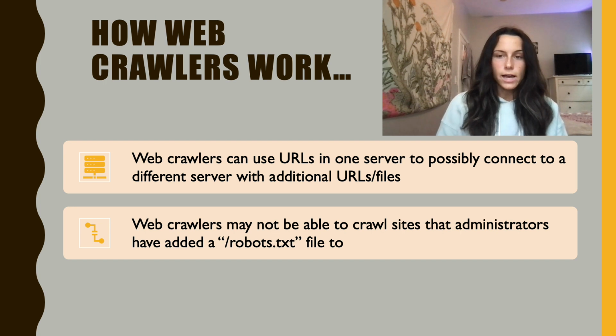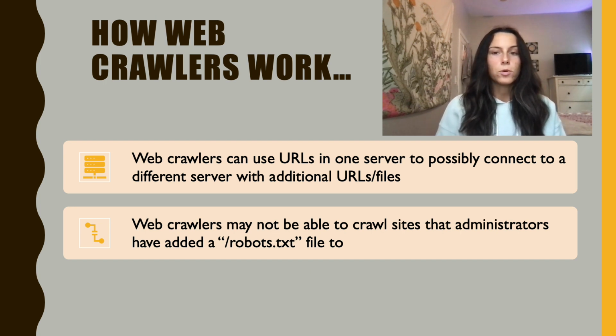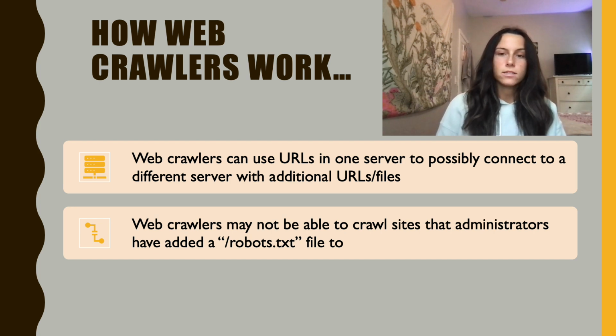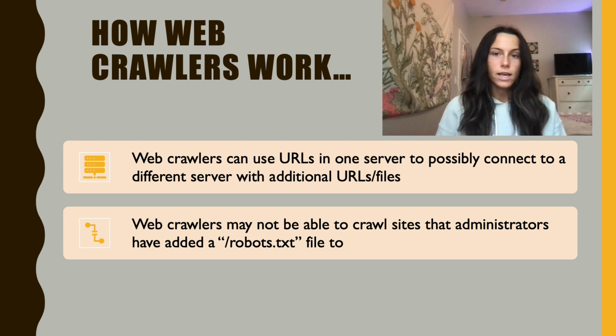The purpose of this slide is to wrap up how web crawlers work. When conducting their crawl, web crawlers are usually in a single server. However, there are some cases where web crawlers may find links and URLs in the server that they are in that they can use to connect to a different server. This is useful when conducting a crawl because it gives you additional access to more information you may not have had access to in the past.